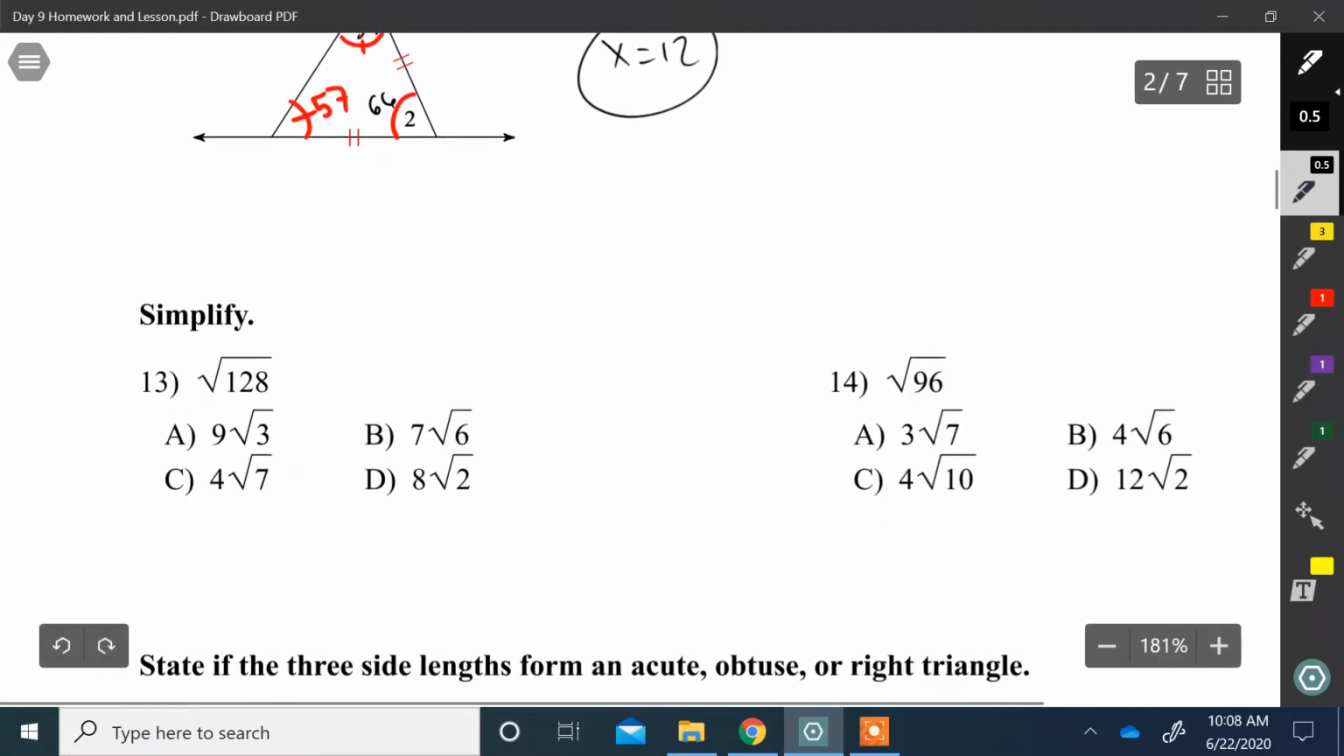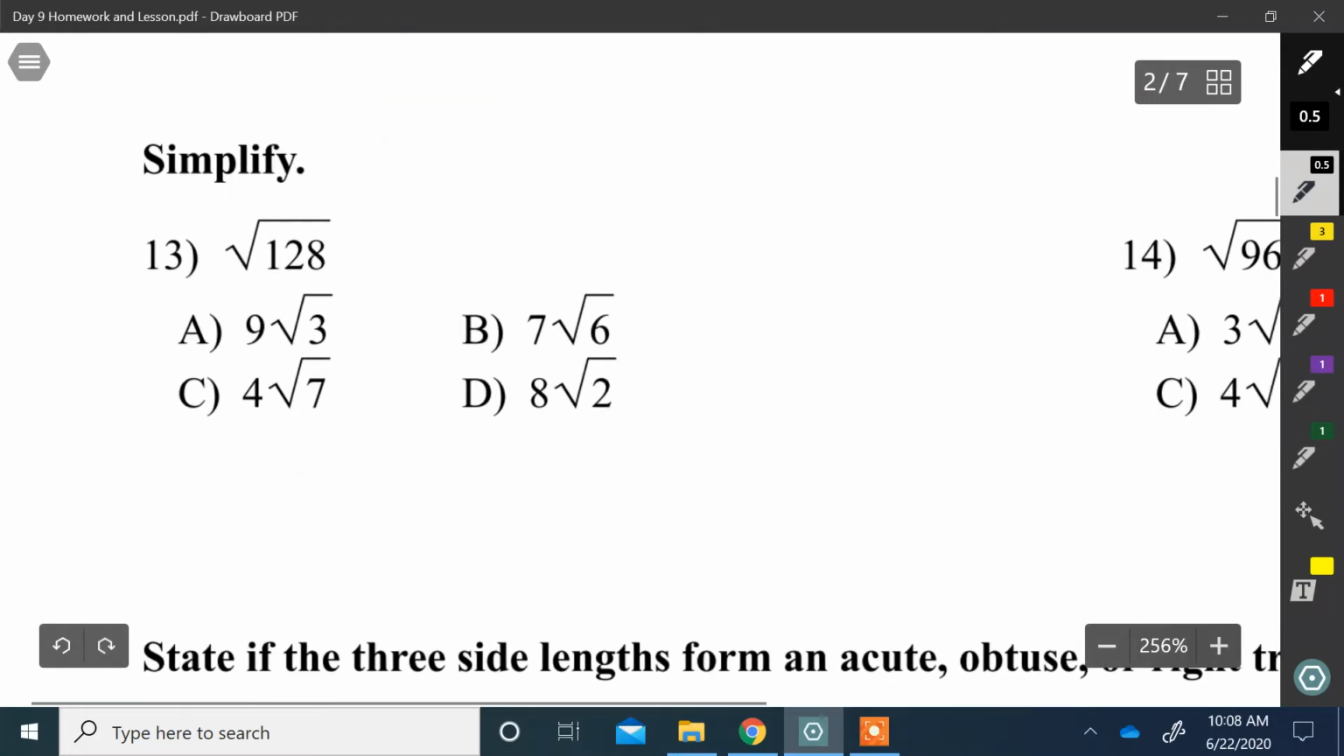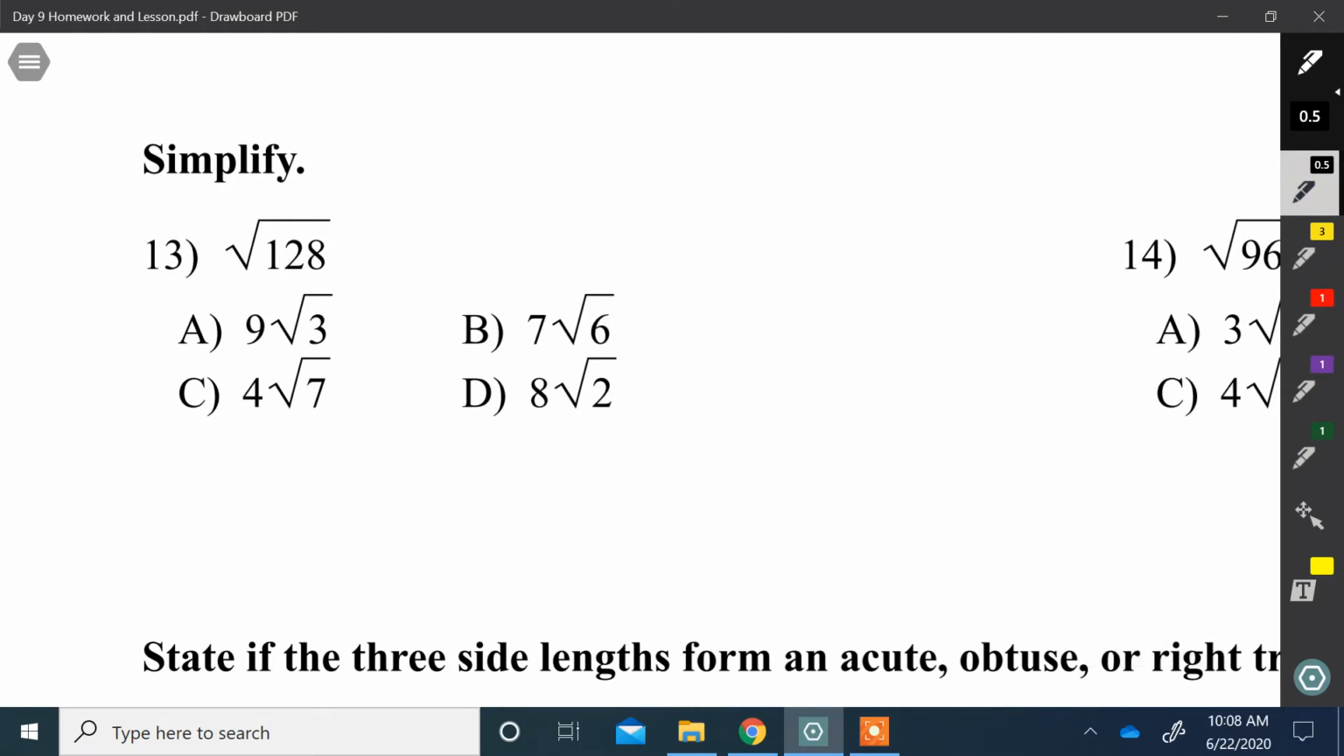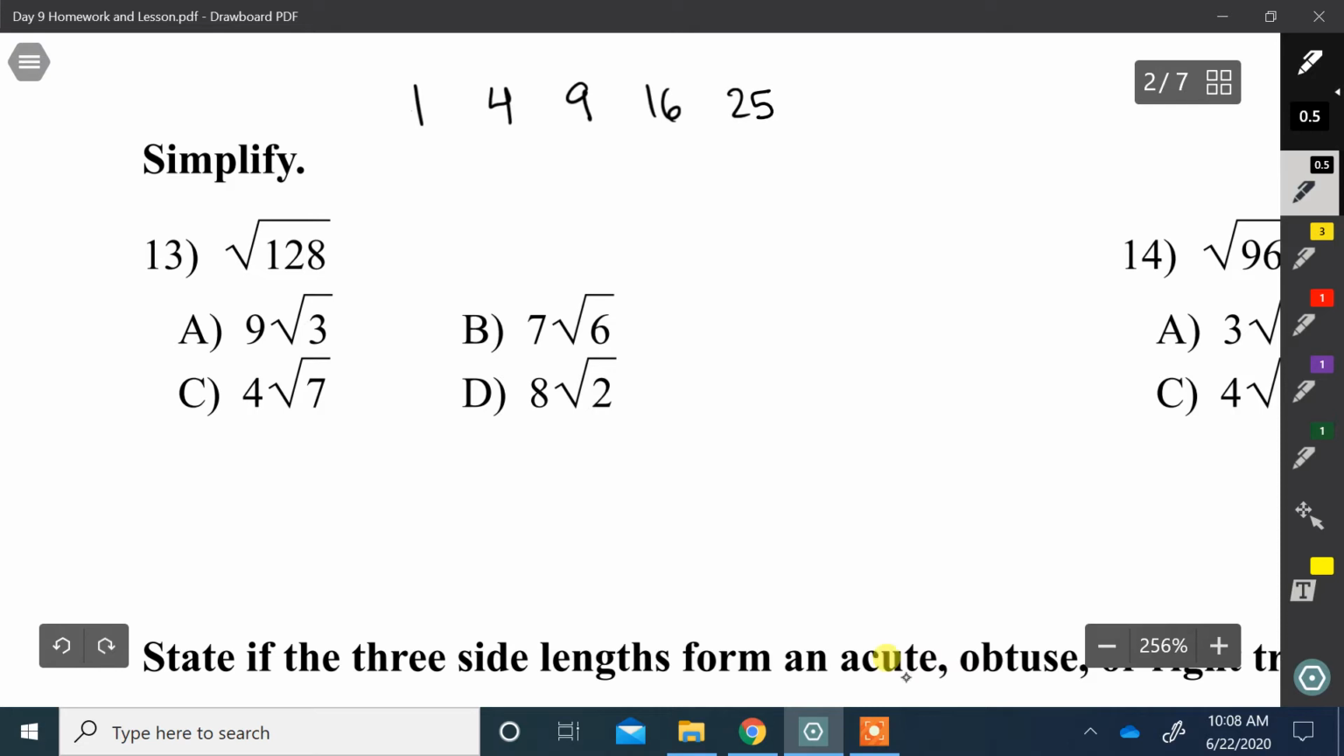All right, number 13, we're being asked to simplify radicals here. So when I look at radicals, I always think about the perfect squares. Perfect squares, I always like to list them. I have 1, 4, now 3 squared is 9, 4 squared is 16, and we have 25, 36. Those are all my perfect squares, okay?